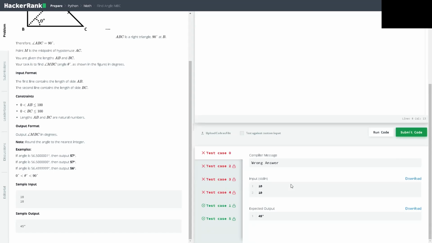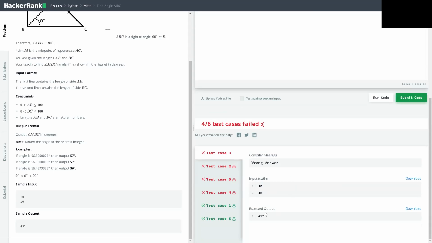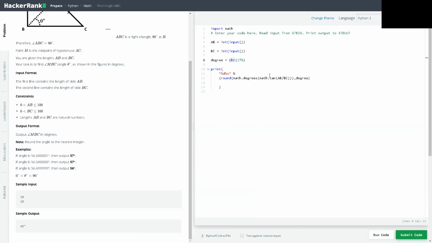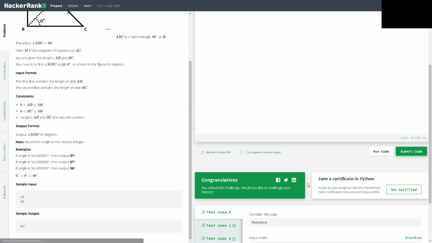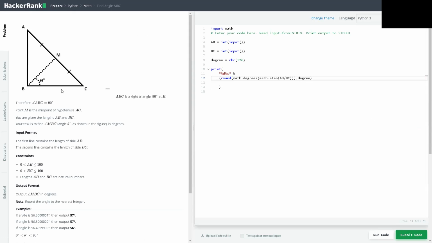Okay, so we get the output, but it's 45 degrees for a different input. I think we are forgetting something. Oh, not tangent, atan. Atan is very different. It's the inverse of tangent, arctangent. Yeah, so that's the one that we want to use. Yes, there you go. So that's the answer for finding the triangle angle, right? So there you go.